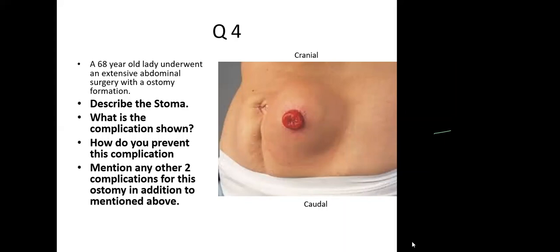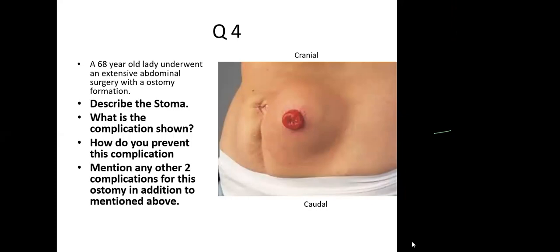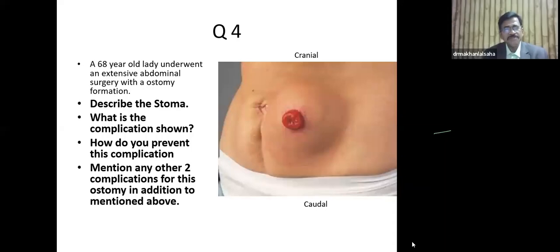A 68-year-old lady underwent an extensive abdominal surgery with an ostomy formation. Consider this as a permanent stoma. What probably was the surgery done? Sir, it can be an APR. If it's a permanent stoma, it can be APR. Okay, stop there. So describe this stoma.